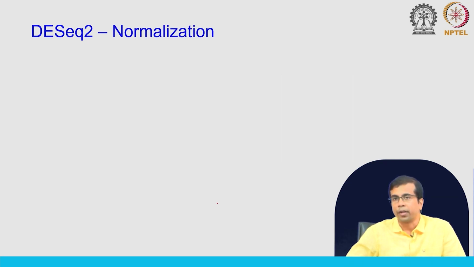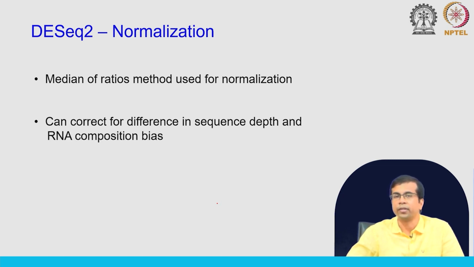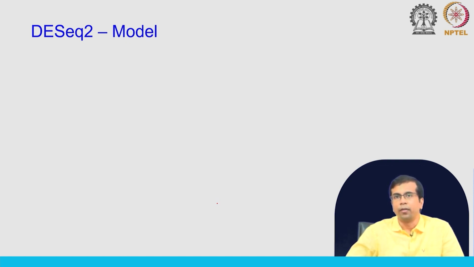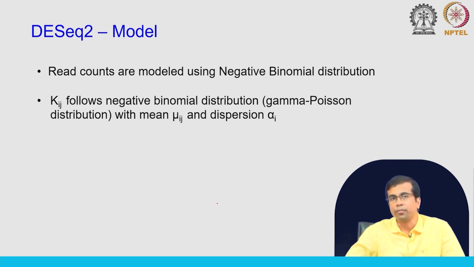There is a normalization step. DSEC2 performs a normalization from the raw count data, and it uses the median of ratios method, which we discussed in the last class. We have seen that this method can correct for difference in sequence depth and to some extent for RNA composition bias. Now, let us move on to the model. This is the most important part of DSEC2. As I mentioned, this is a parametric method. The read counts are modeled using negative binomial distribution, and what we assume is that Kij follows a negative binomial distribution, sometimes called gamma Poisson distribution, with mean mu ij and dispersion alpha i.